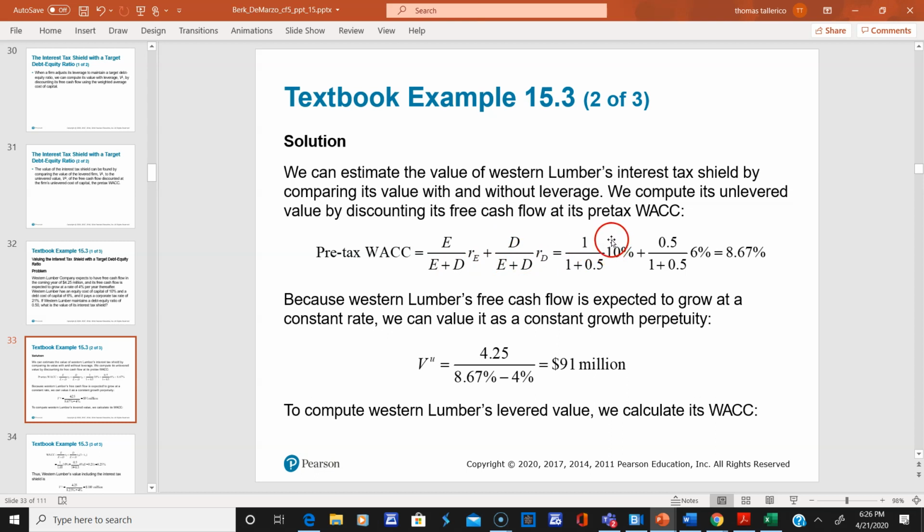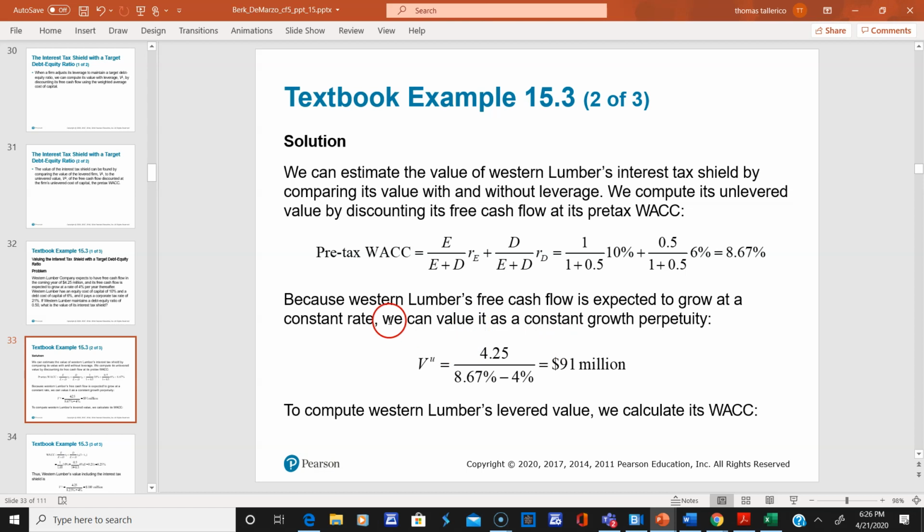So we know this is 10%, and we know this is 6%. So we know the debt to equity ratio is 0.5. Remember, it said debt to equity is 0.5 ratio. So this is 1, this is 1, this is 0.5, and this is 0.5, and this is 1, and this is 0.5. See that? Now the free cash flow. So this gives us your weighted average cost of capital, and that's 8.67%.